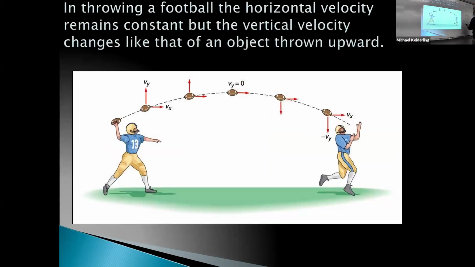So when you throw a football, the horizontal speed will remain constant. The vertical speed will change. It'll slow down vertically until it reaches the peak, then it'll speed up vertically going down. And when it's at the same height as it was thrown, it'll be traveling at the same speed vertically as it was thrown, but now down instead of up.